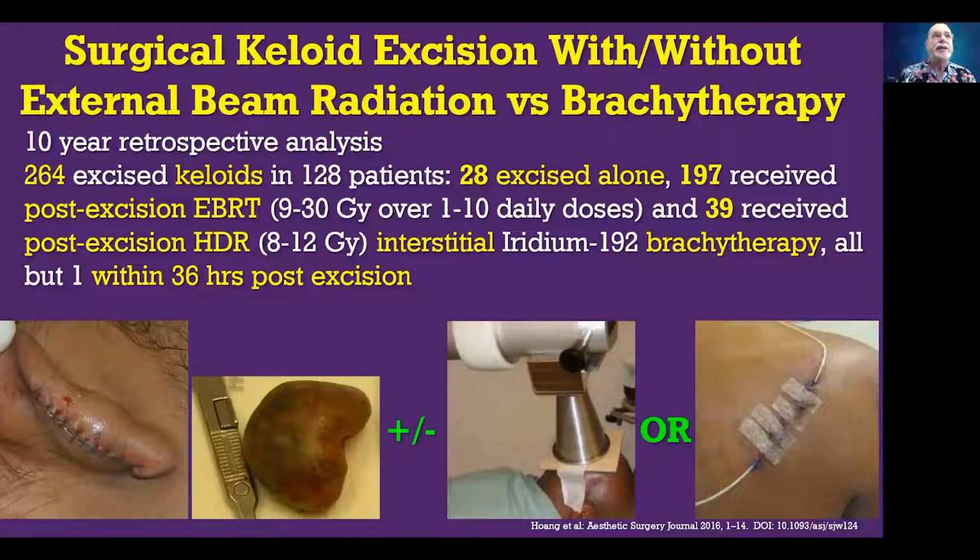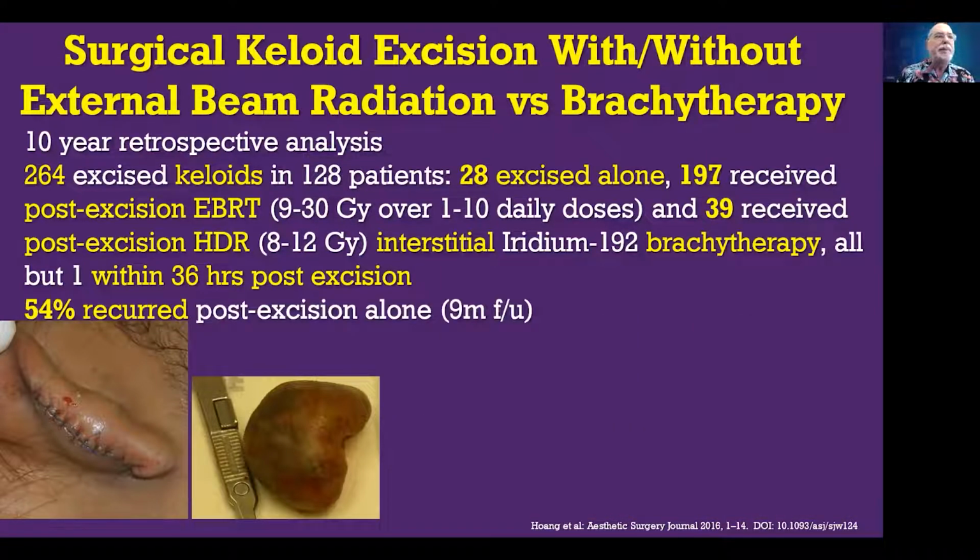To that end, a 10-year retrospective analysis was done on 264 excised keloids. Some of them were excised and just followed up. 197 of them received post-excision external beam radiation therapy, and 39 of them received the excision and then followed up with high-dose interstitial iridium-192 brachytherapy. The recurrence rate of those that received excision alone with a 9-month follow-up was 54%.